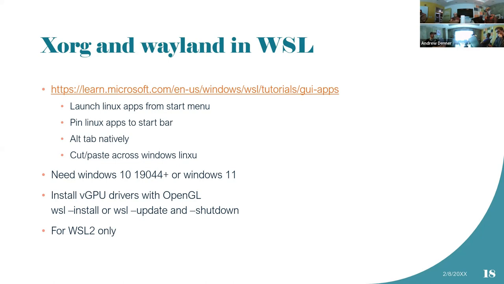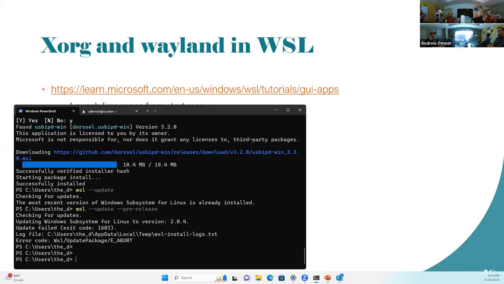And what you need is Windows 10 19.0.44 or Windows 11, as well as you need to make sure you have your vGPU drivers installed so that you get OpenGL installed along with it. And you can do, of course, Windows WSL install or WSL update to get the latest updates. And if you don't have it, and of course, as a call out, it only works for WSL 2.